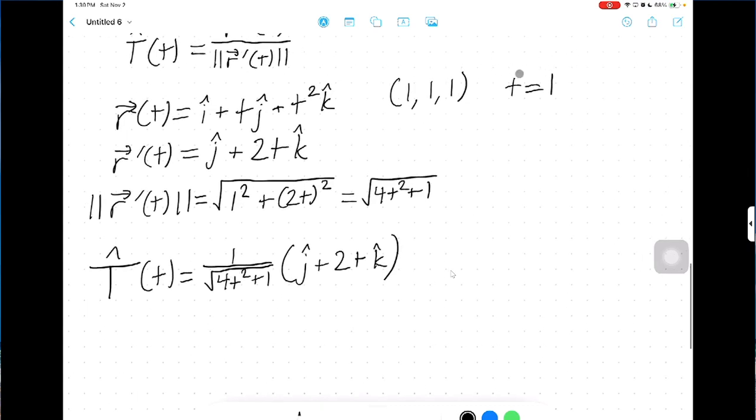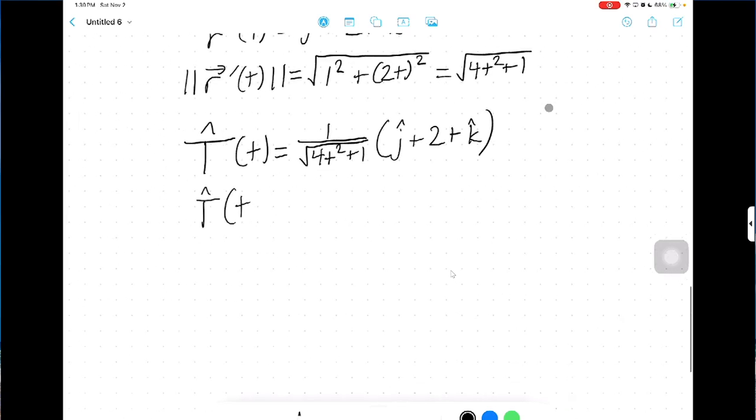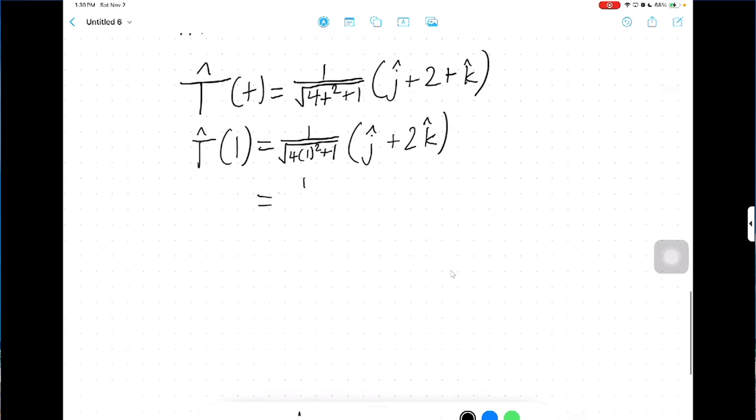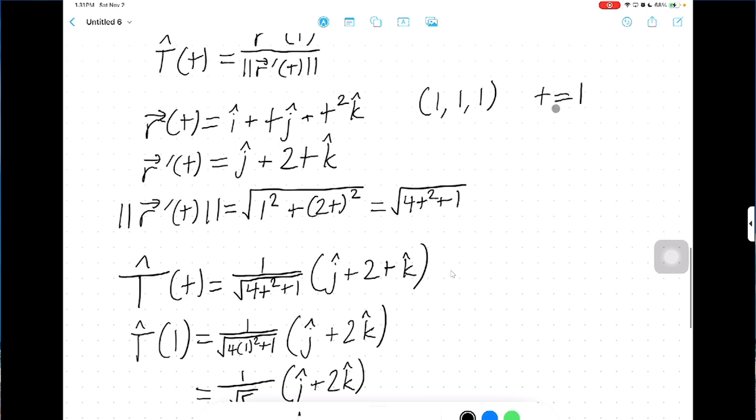If you're given a value, actually I forgot about the value. If we have t is equal to 1 here, we'd have the unit tangent vector at 1. So that's going to be 1 over the square root of 4 times 1 squared plus 1 times j plus 2 times 1 k, like so. And this is going to be 4 times 1 squared, that's just going to be a 4 plus 1. So you're going to have 1 over root 5 times j plus 2k. Or 1 over root 5 j plus 2 over root 5 k as the unit tangent vector of this vector function at the point 1, 1, 1.